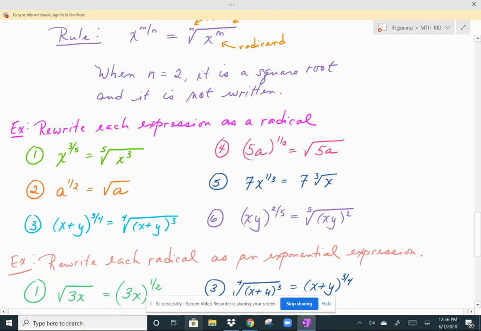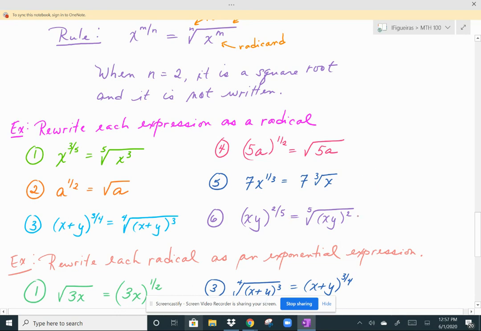Here I have 7x to the 1/3. Notice that the exponent only belongs to the x. So only the x goes inside of the radical. 7 becomes a coefficient. So we get 7 cube root of x. And then my last example, I have xy to the 2/5 power. The 2/5 power belongs to both the x and the y. So this will be the fifth root of xy to the second.